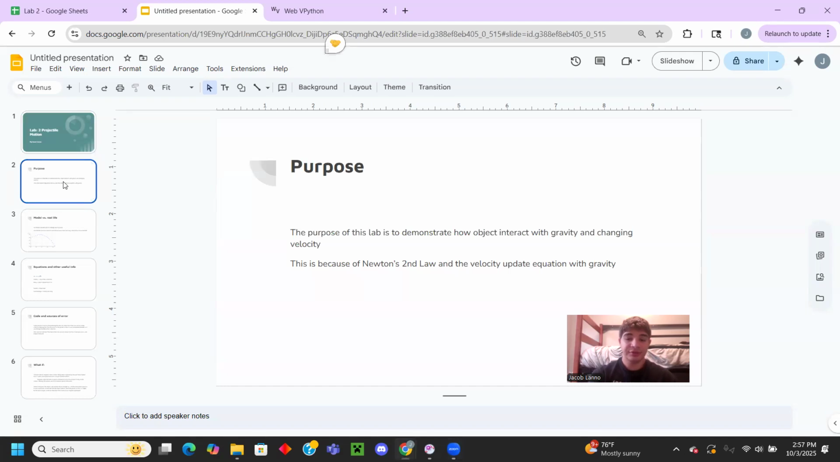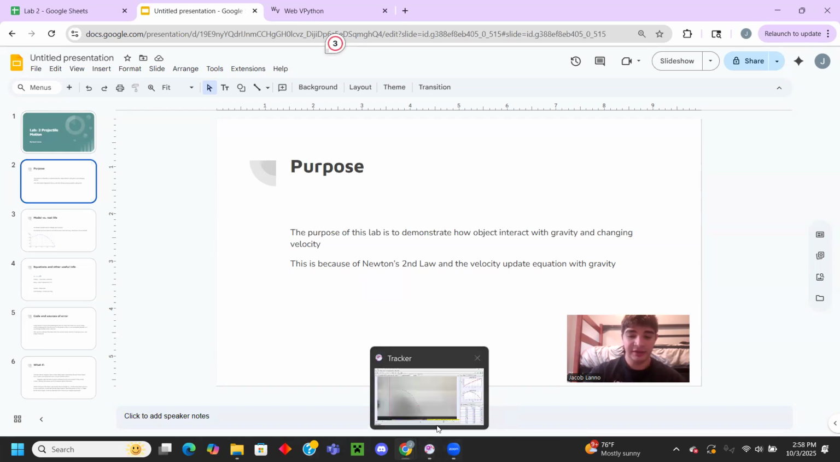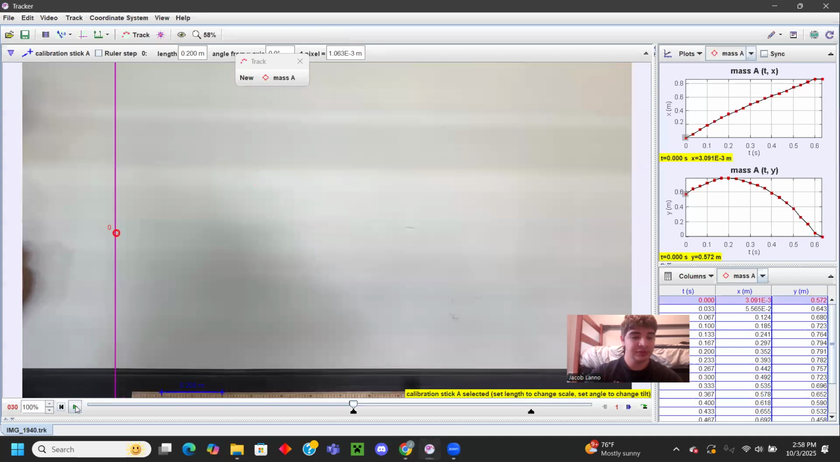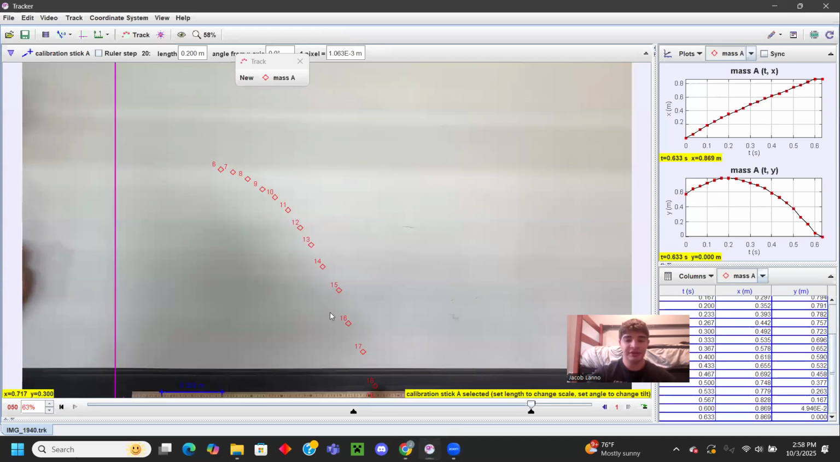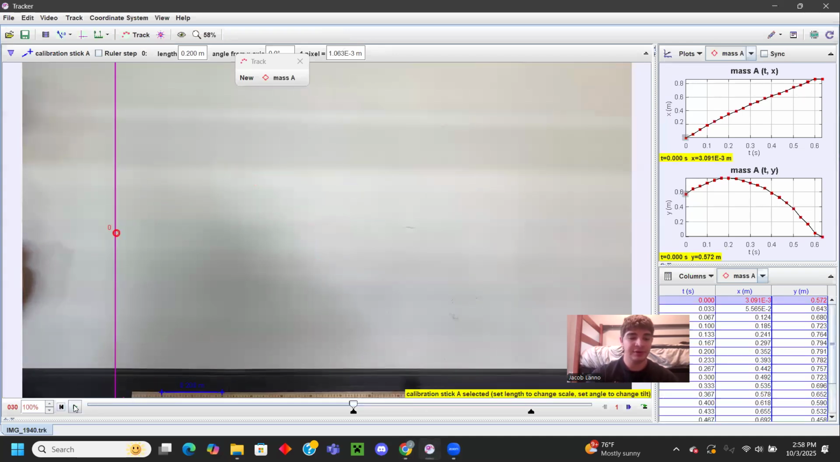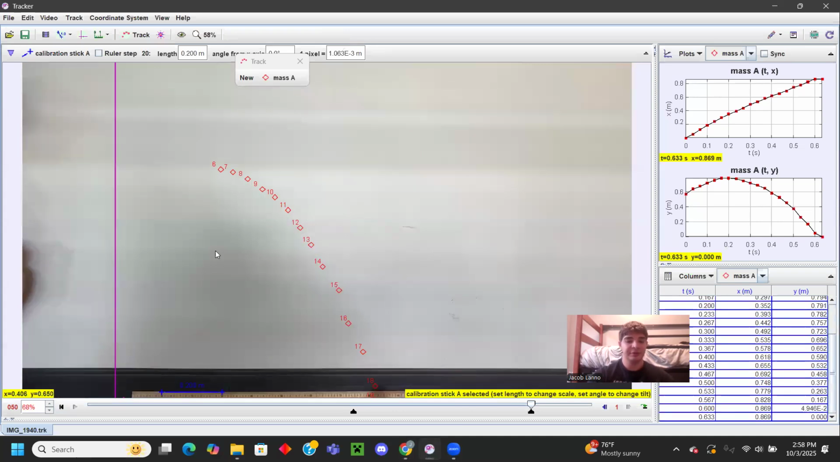The purpose of this lab is to demonstrate how objects interact with gravity and how their velocity changes with time. This is because of Newton's second law and the velocity update equation with gravity. Here we have the experiment itself. I am throwing the system, which is a paper ball, and the surroundings are gravity, which is the Earth, and drag, which is also the Earth.